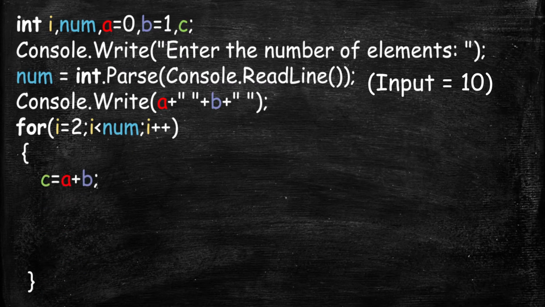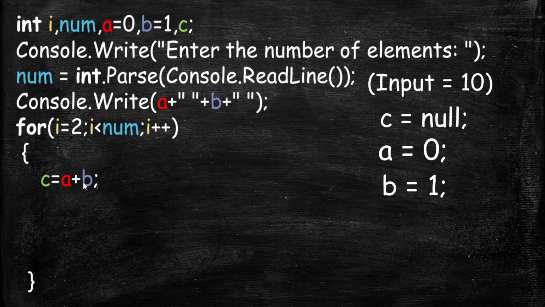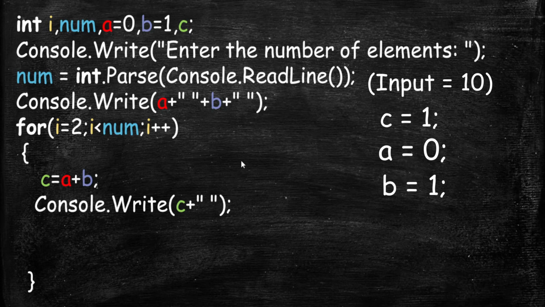Alright. Then we have c is equal to a plus b. Since c is empty, and a is 0 and b is 1, c will become 1. 0 plus 1 is 1. So our c will become 1, and then we are printing c. So first we printed 0, 1, and then we printed 1 one more time. So now our result will become 0, 1, 1. And after this comes our formula.